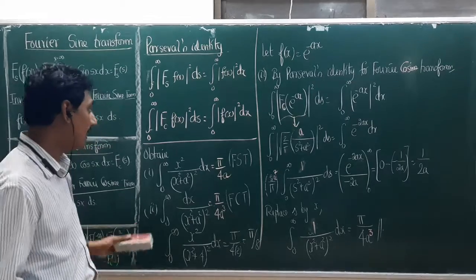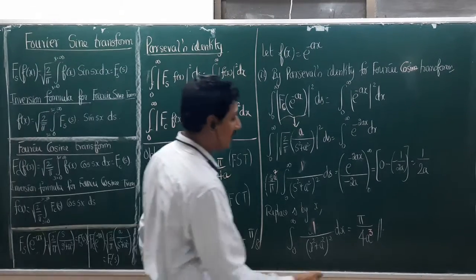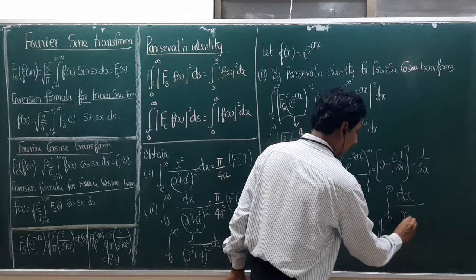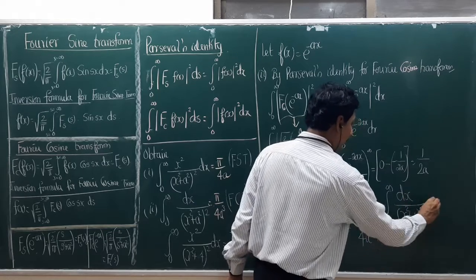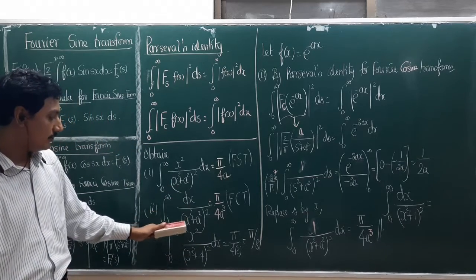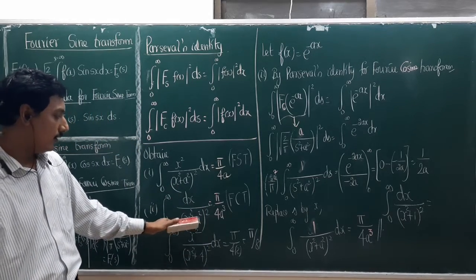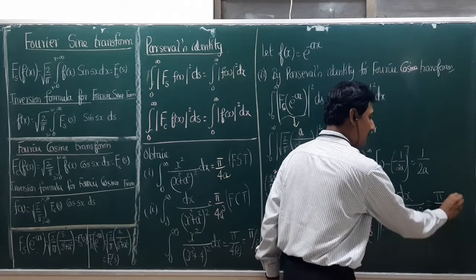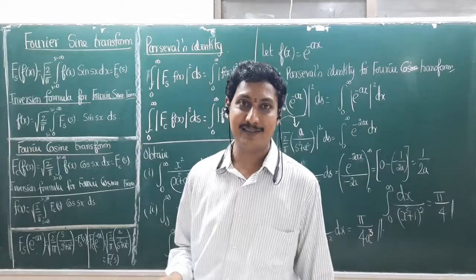Right? And what about the answer? Can you check and tell me what is the integral from 0 to infinity of dx by (x squared plus 1) whole squared? Yeah, I think the same idea. Here a equals 1, so dx by (x squared plus a squared) whole squared with a equal to 1, that's pi by 4. So simply within a fraction of a second, we will get the answer.